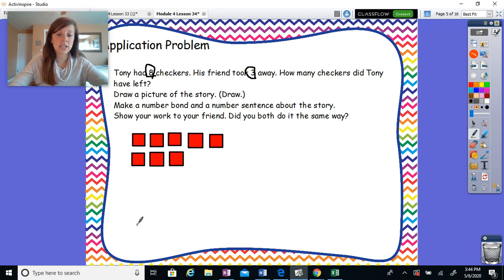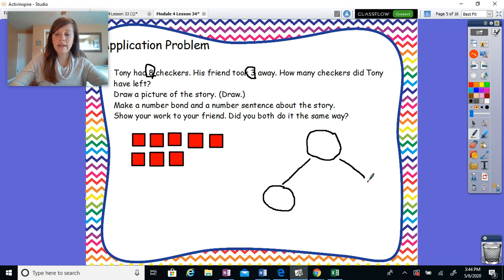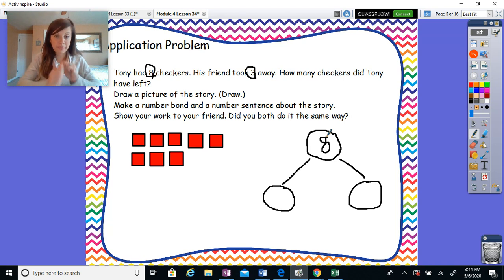Yes, we have 8. Okay, and it says that we need to make a number bond and a number sentence about the story. So let me draw my circles for my number bond. This is going to be my whole because it's the circle that's by itself. And then I need to draw in the 2 parts. Okay. Now he started with 8 checkers, so I'm going to write 8 in the whole because that's how many he started with. That's how many he had all together.